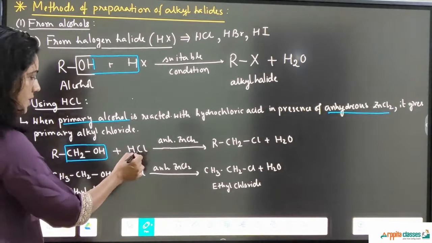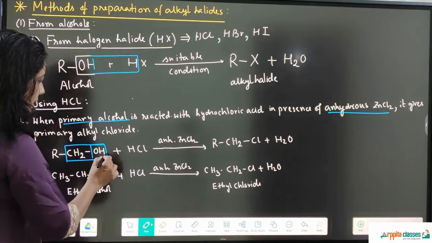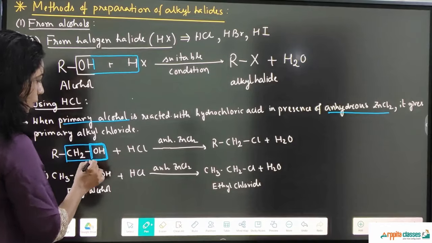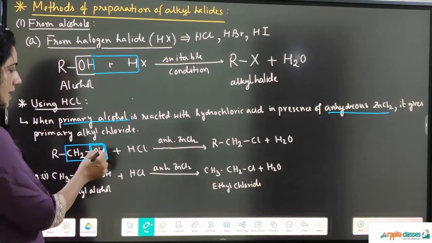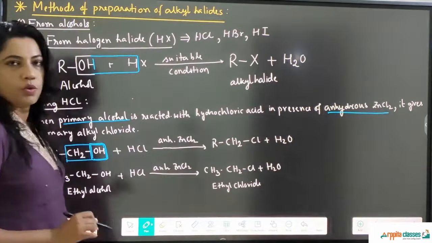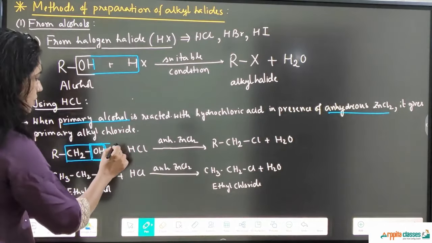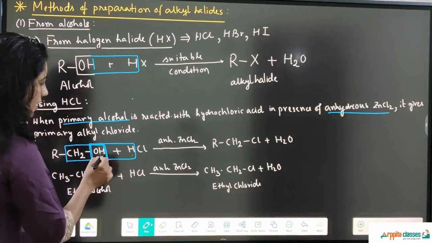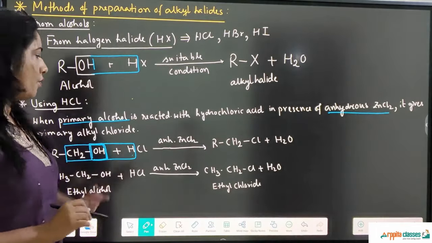Again, the role of ZnCl2 is what? To replace this OH by Cl. So it will be RCH2Cl and H2O will come out as water. How does H2O come out? Like this: H from here and OH from here come out as water.